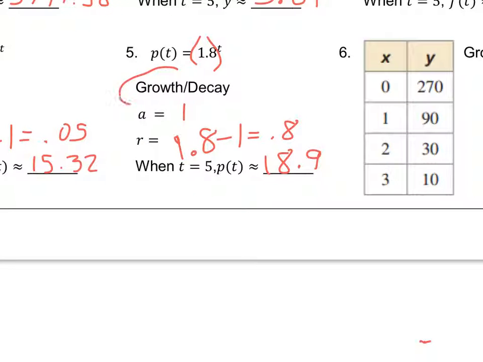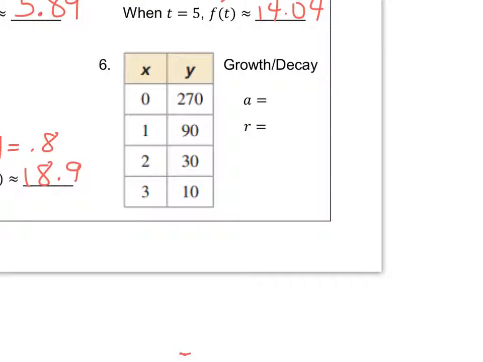Okay, and the trick on number 5 is that you have to go ahead and put that 1.8 in parentheses and assume that the initial amount, starting amount, or the y-intercept is 1. And then to find our rate, we took 1.8 and we subtracted 1 from it, leaving us a growth of 0.8 and an answer when t equals 5 of 18.9.